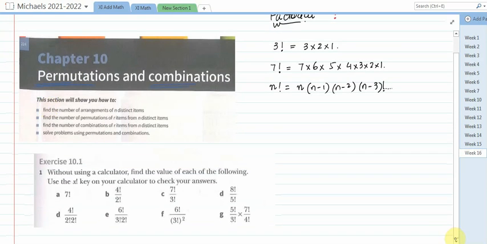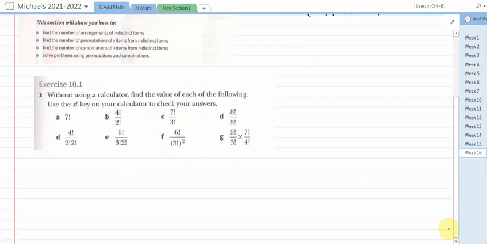There are 8 parts in this question. It says, without using a calculator, find the value of each of the following, using the x factorial key on your calculator to check your answer. That means you can verify your answer from the calculator, but you need to simplify it without the help of a calculator.